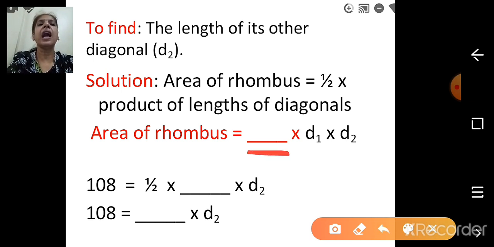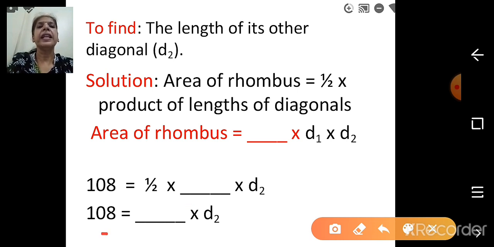We will write here half. Now we will substitute the values. Area of rhombus, it is given 108, is equal to half into diagonal 1, and that is the value given, 18. So what we will be writing here is 18 into diagonal 2.